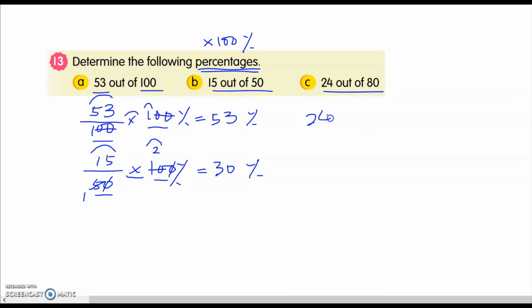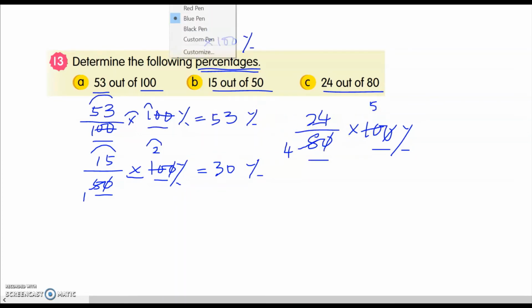24 out of 80. So 24 out of 80 is the same as 24 over 80 times 100%. Simplify 80 and 100. So cross out 1 zero, cross out 1 zero. 8 and 10, they are both in the 2 times table. So we can divide by 2. 8 divided by 2, we get 4. 10 divided by 2, we get 5. Okay, now 4 and 5 we cannot simplify further. They are not in any times table.